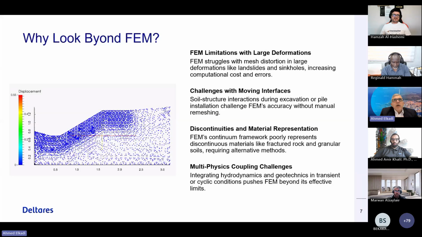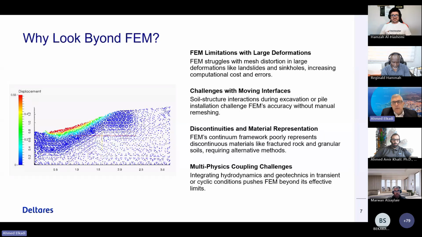So why are we looking at something next to finite elements? We said already that in some mechanisms, in some situations, finite elements will come up short. We know that with large deformation, you get mesh distortion. Remeshing is quite, well, I would say difficult. It takes time, and it's not always successful. And in that case, you need an alternative.